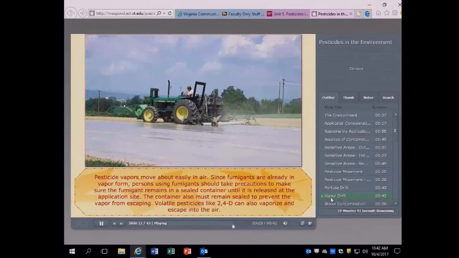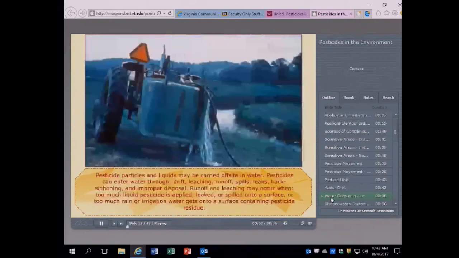Anytime you release a volatile pesticide in an enclosed area, consider the hazards not only to yourself and to fellow workers, but also to people, animals, and plants that are in or near the release site or that may enter the area soon after release. Pesticide particles and liquids may be carried off-site in water. Pesticides can enter water through drift, leaching, and runoff from nearby applications.